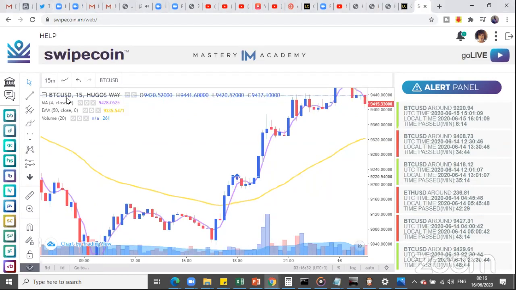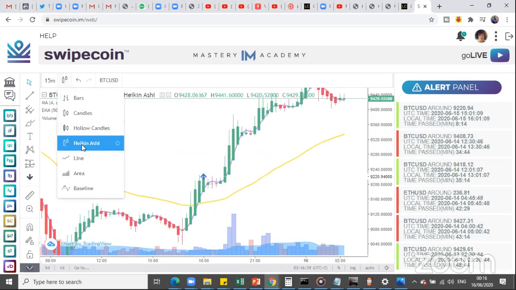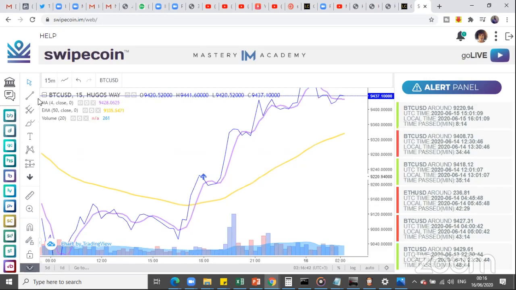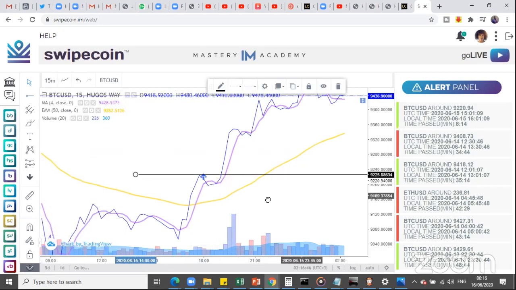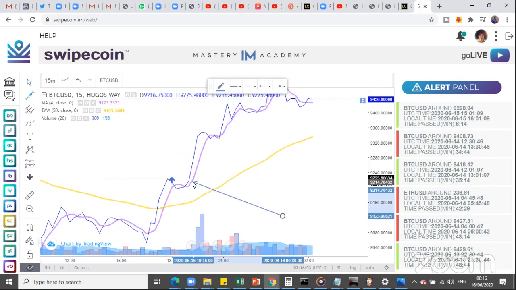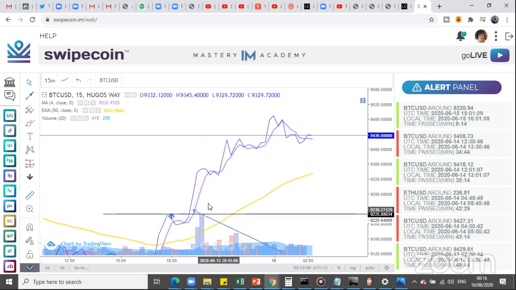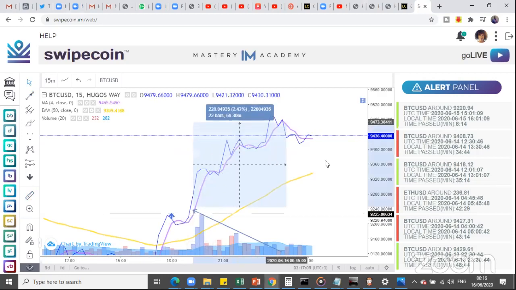Rule 1, change it to line chart. Rule 2, look for the next bus stop. Wait for the market to break it. When it's breaking it, make sure for the buy, the blue and the lilac is above the yellow. You shoot, guys. You will make your profits and you're good to go.